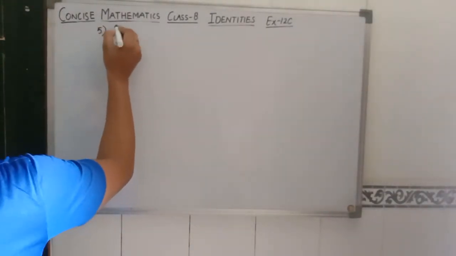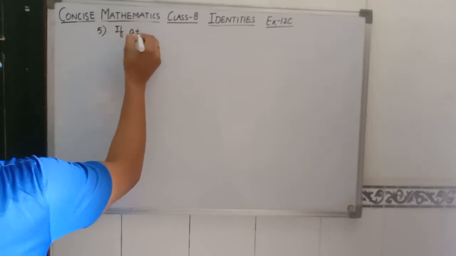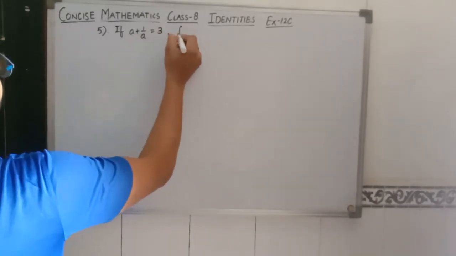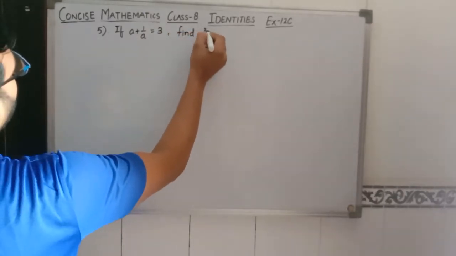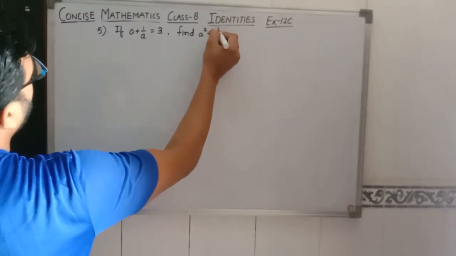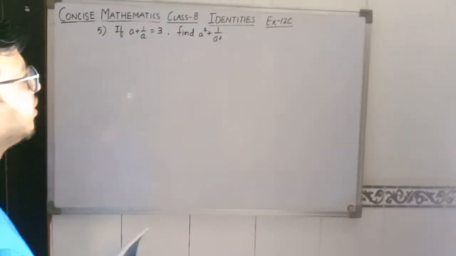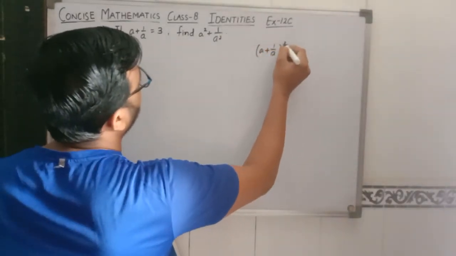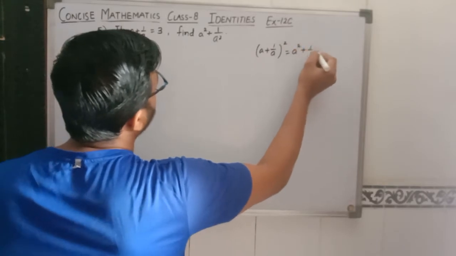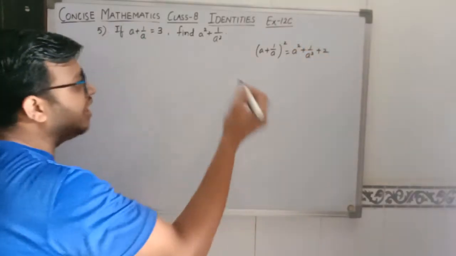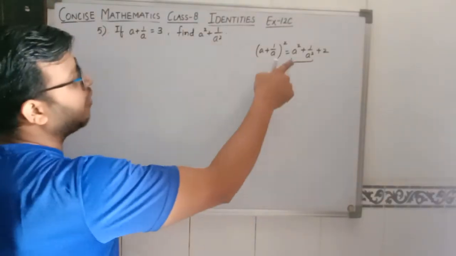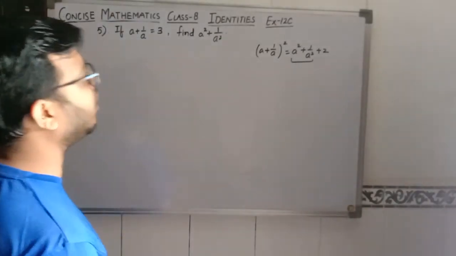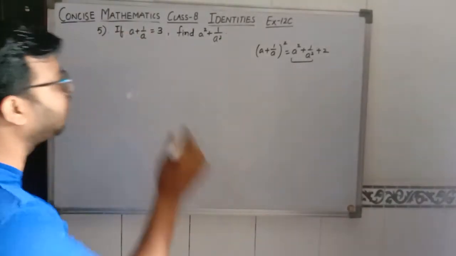In question number 5, if a plus 1 upon a is equal to 3, we have only one value, and we have to find a square plus 1 upon a square. Now you are observing that we have only one value, because if you imagine the identity of a plus 1 upon a whole square, what will be the result? A square plus 1 upon a square plus 2. So we require only one help, and this we have to find, and the value of this is given.